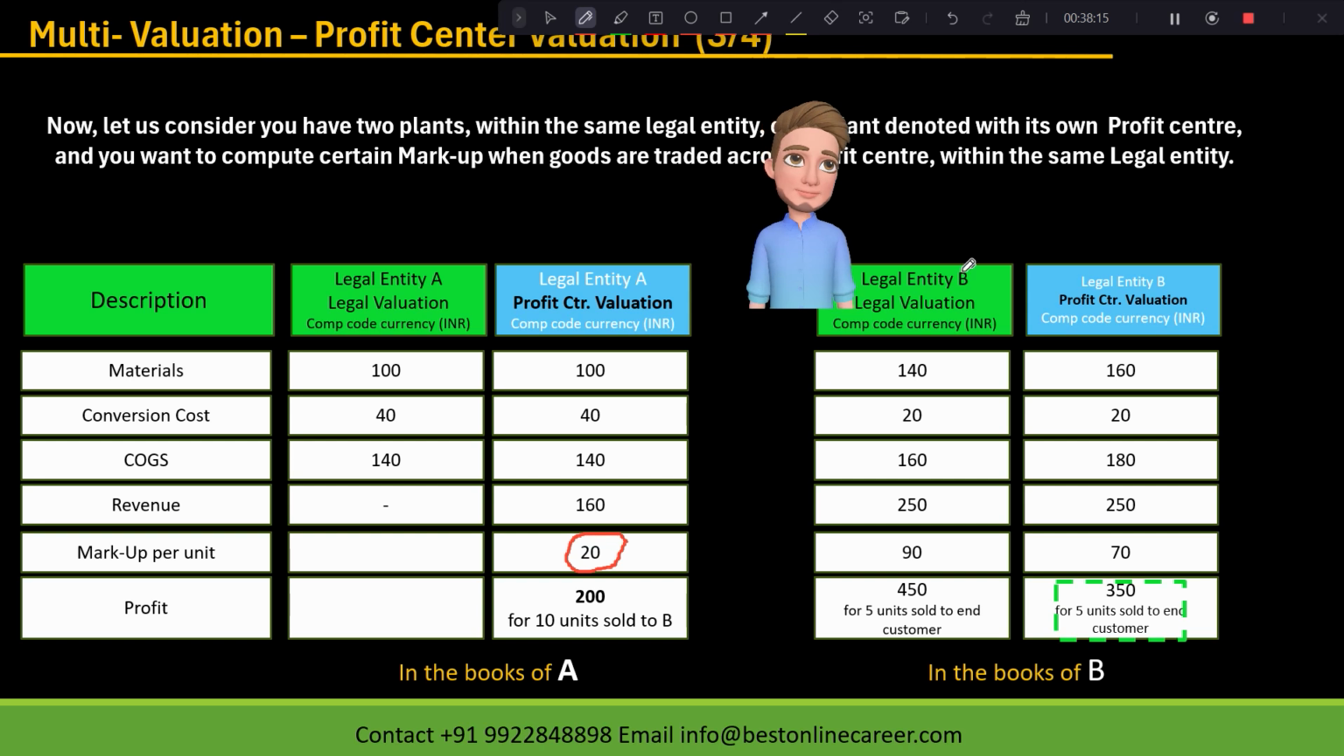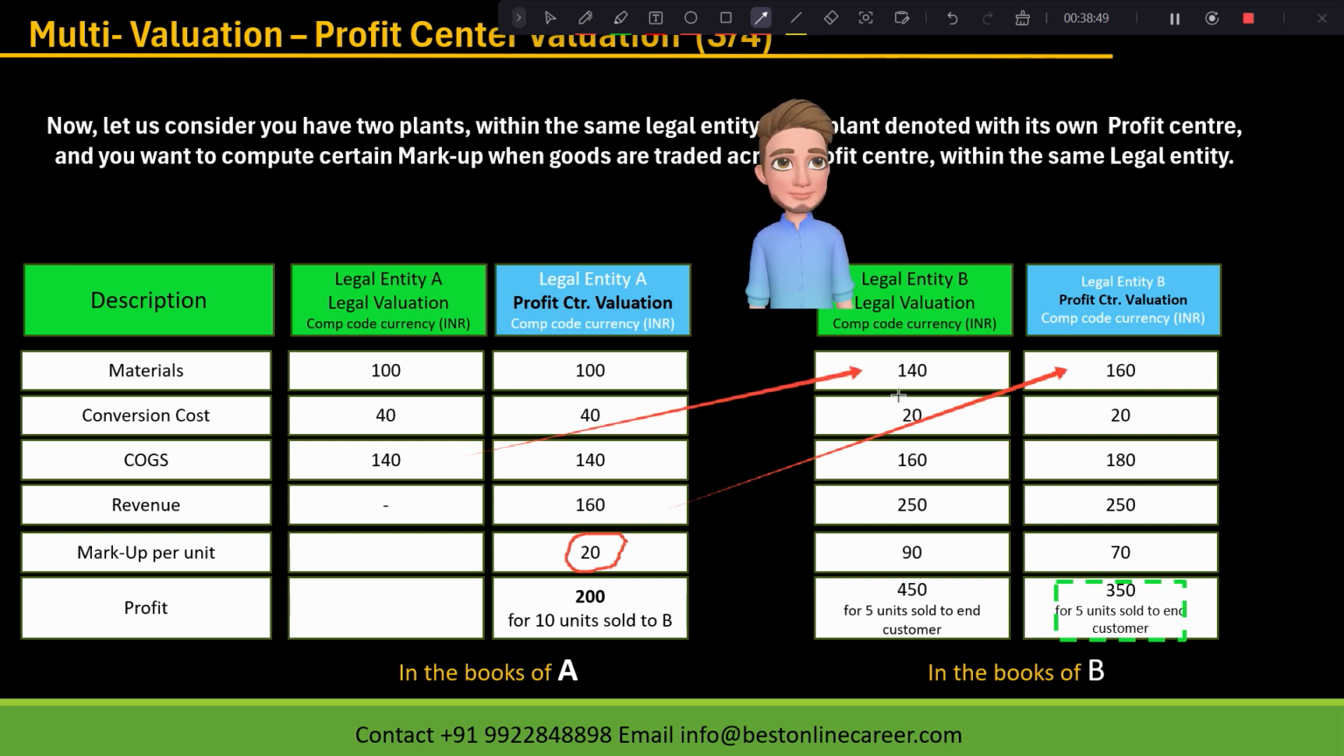Now look at legal entity B: 140 units, 20 units, 160 units, 250, 90, 450. When legal entity B sells to the external market, let's say from plant B, the cost is 160 here. It's just the converse. But as per the legal books, it is 140.